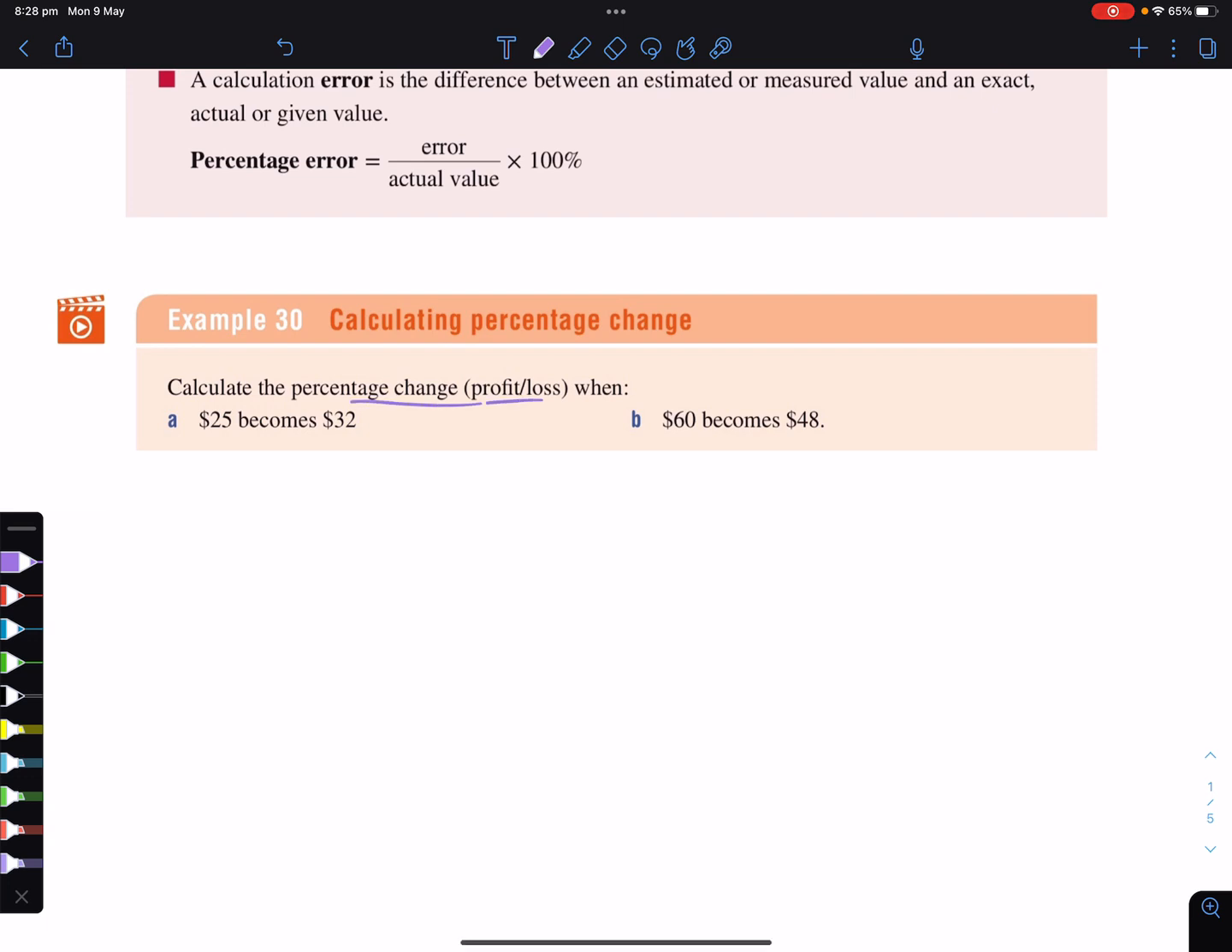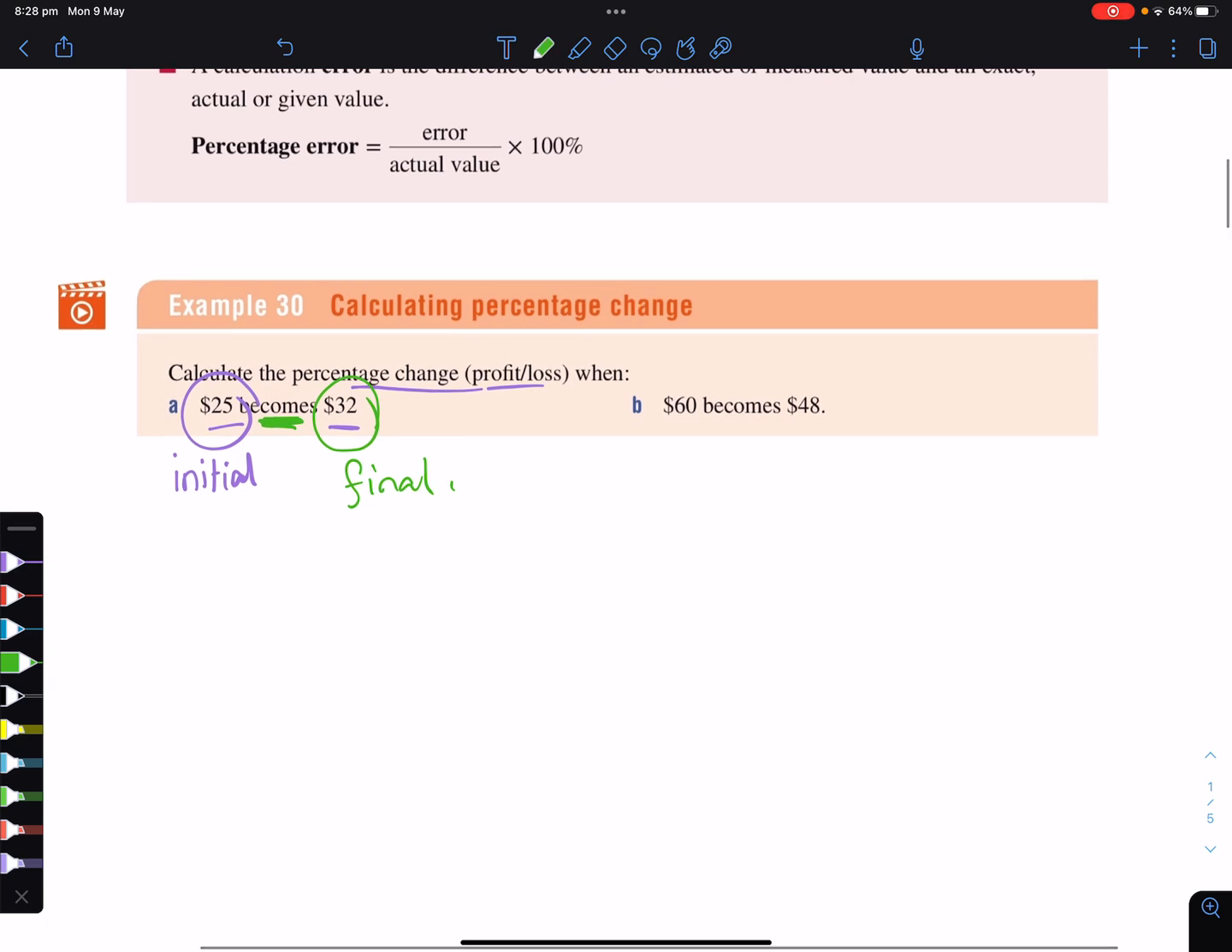So calculate the percentage change, whether it's a profit or loss, when $25 becomes $32. I think the first number is usually your initial price, and the second one is your final. The word in between might give you a clue if these are back to front. But when we all read this, it's quite clear that 25 was the original cost. Whatever the original cost was, that's going to be on the bottom. So we've got $25, our initial cost, which I'll color in purple, and the final cost right now is $32.